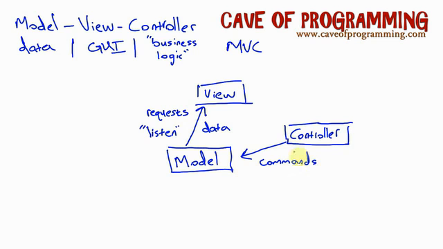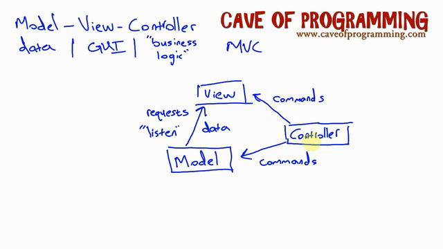And the controller may very well instruct the view what to do as well. I mean, you could argue that any system that breaks the software down into model view controller is an implementation of MVC. It's an interpretation of MVC. But in the most canonical interpretation, the controller is going to send commands to the model, and it's going to send commands to the view.